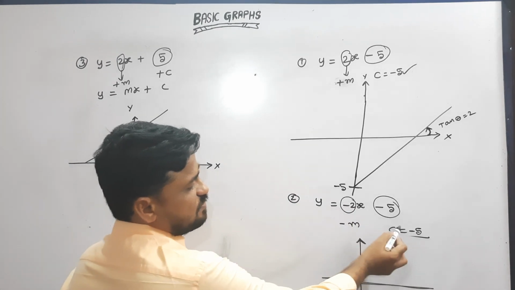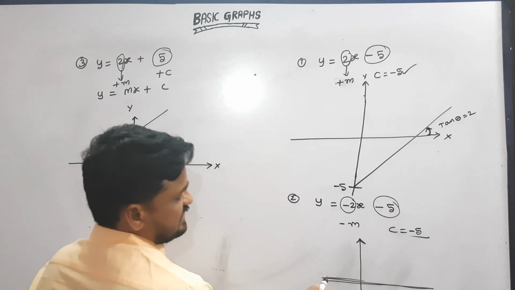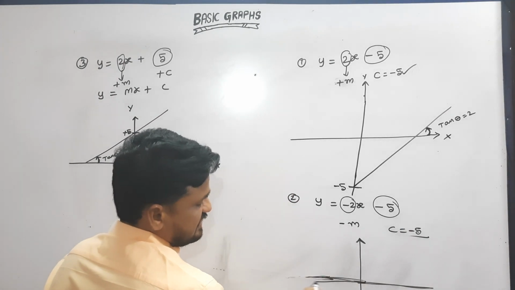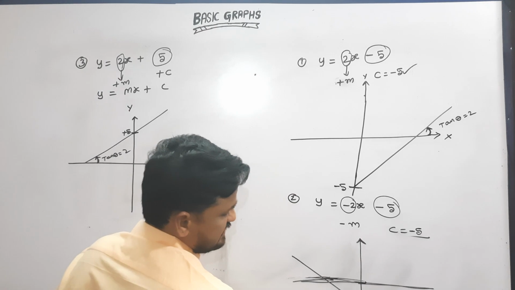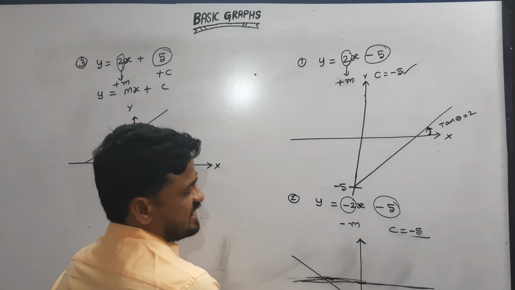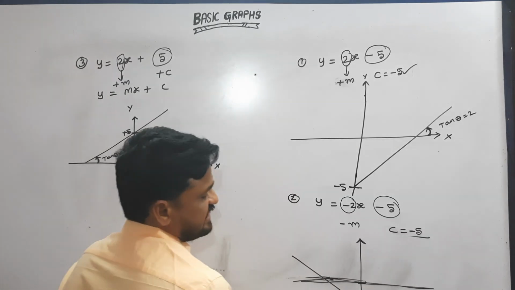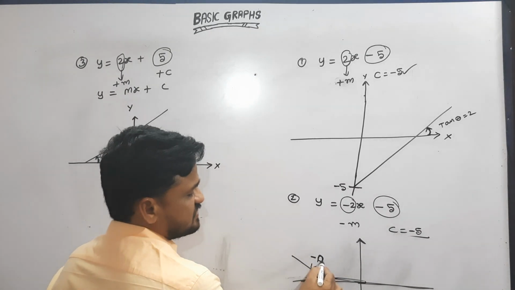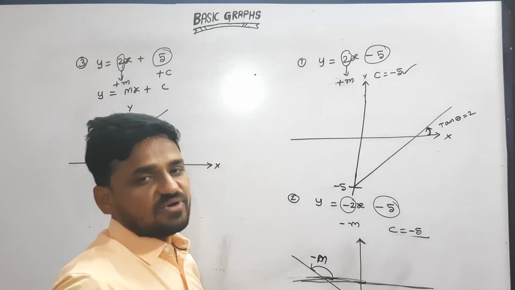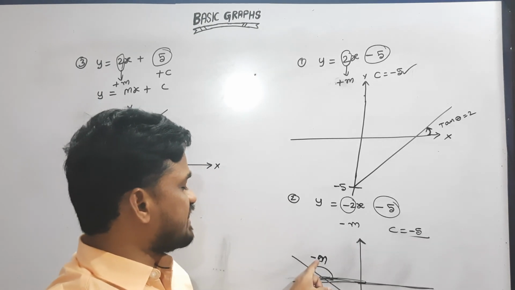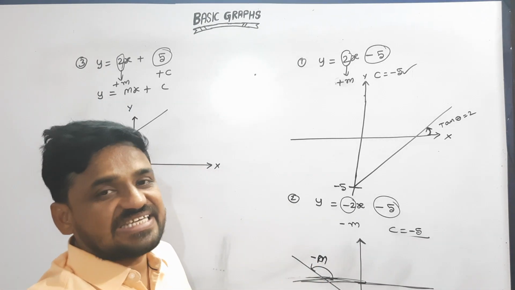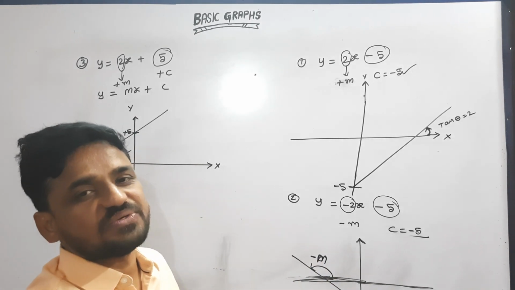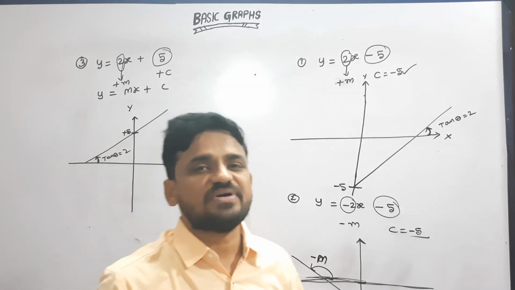See, negative slope and negative y-intercept. The graph is like this. So the graph intersects the negative y-axis and the slope is also negative. Slope negative means the angle made by the line with the positive x-axis is more than 90 degrees. So these graphs are very important.